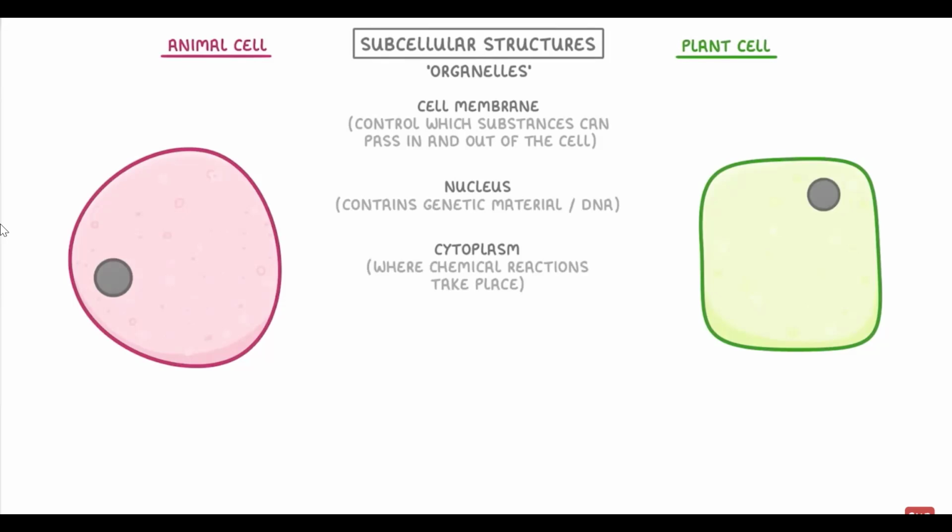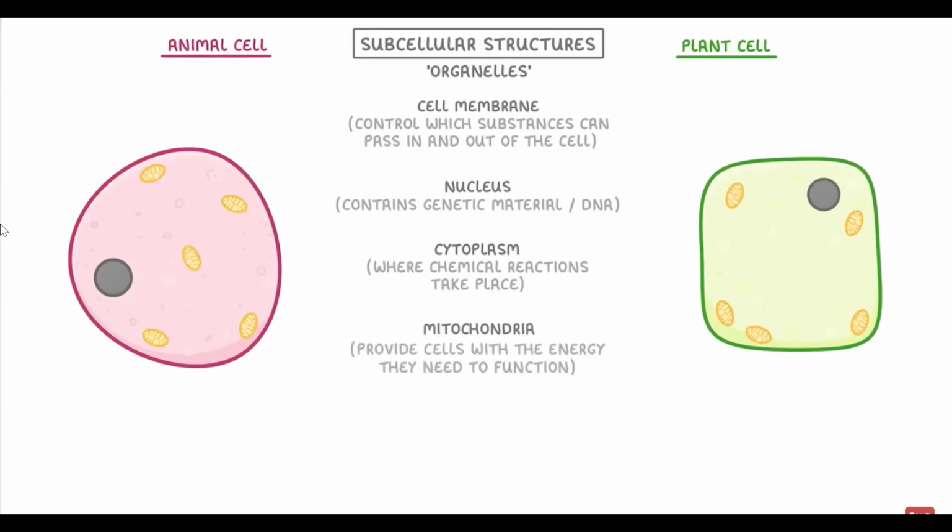Next, they also have lots of mitochondria, whose job is to provide the cells with the energy that they need to function. We'll cover how this works in another video, but basically they break down sugars, like glucose, in a process called aerobic respiration, which releases energy that the cell can use. And finally, both cell types also contain loads of ribosomes, which are the site of protein synthesis, which just means that it's where proteins are made.